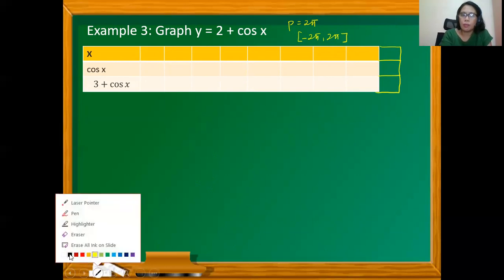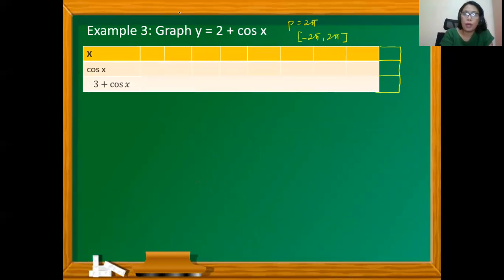So we have here negative 2 pi plus pi over 2. So this is negative 3 pi over 2 plus pi over 2. This is negative pi plus pi over 2. This is negative pi over 2 plus pi over 2. This is 0 plus pi over 2. So this is pi over 2 plus pi over 2 becomes pi, plus pi over 2, 3 pi over 2, and this equals 2 pi.